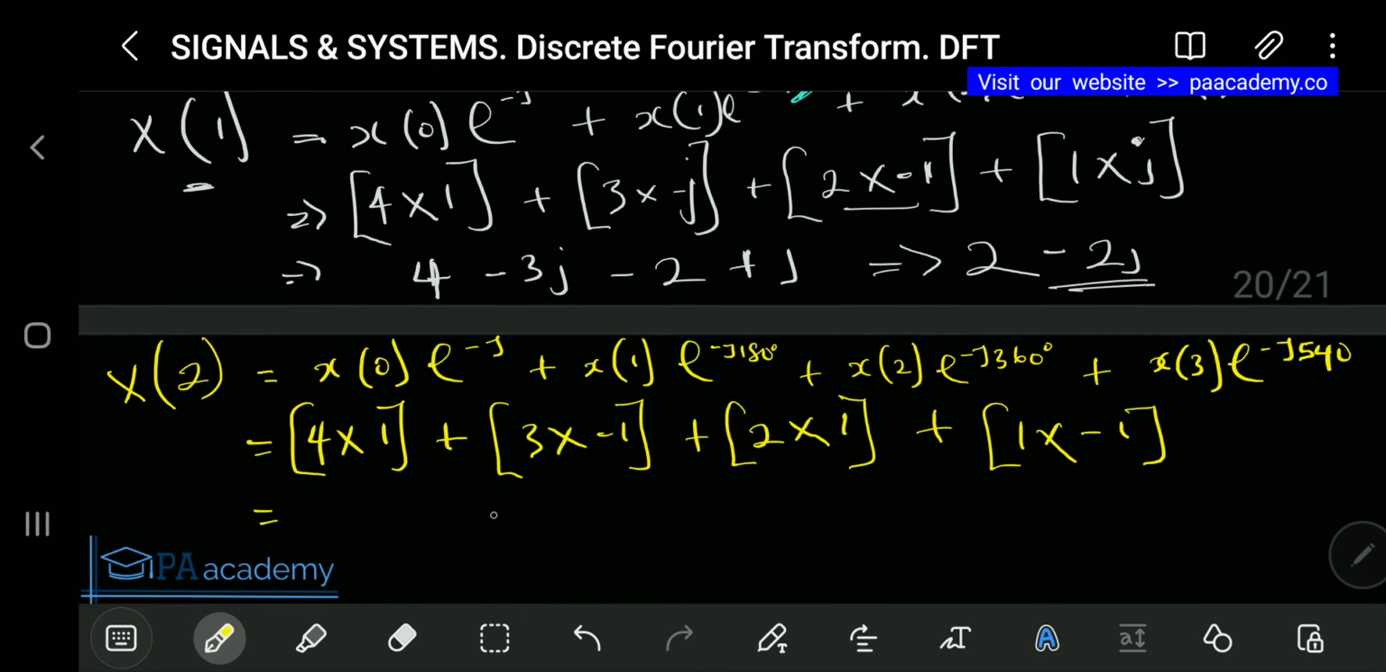So let's clean it up. 4 times 1, that will be 4. Then plus, in this bracket we have 3 times minus 1, so that will be minus 3. Then plus 2. And then here we are having 1 times minus 1, so that will just be minus 1. So if you clean this up, we are going to be having 4 minus 3 plus 2 minus 1. And that will just give us 2.